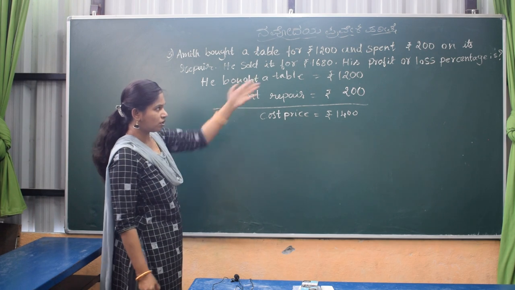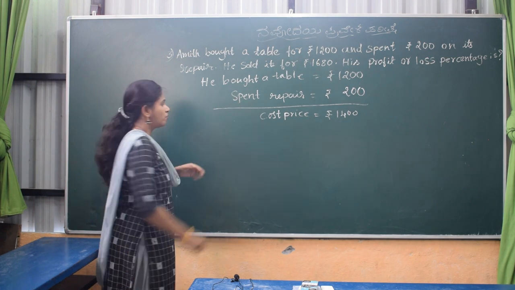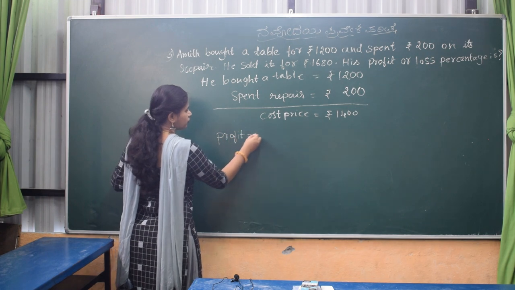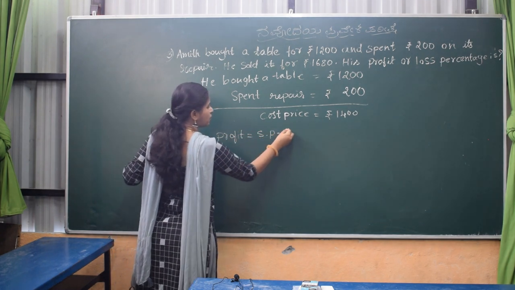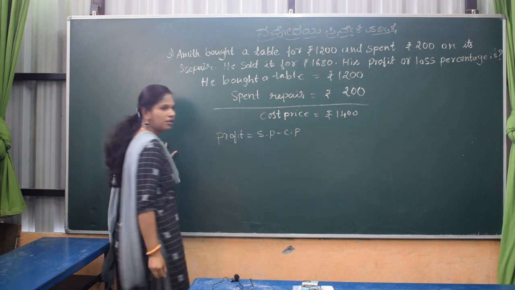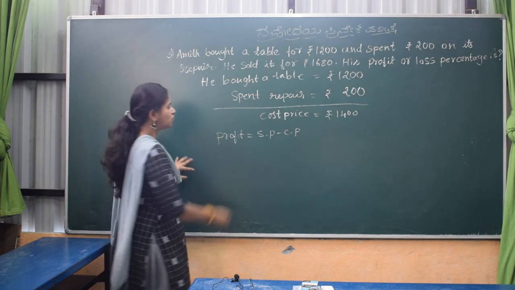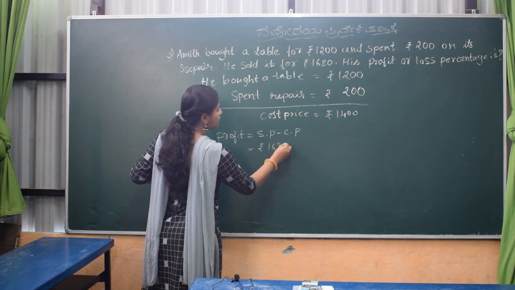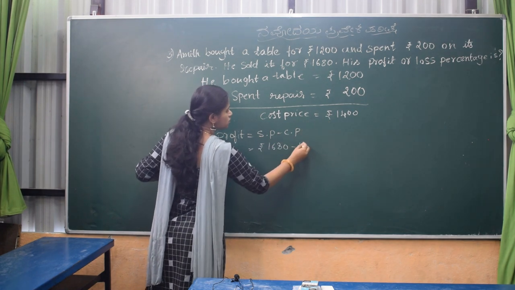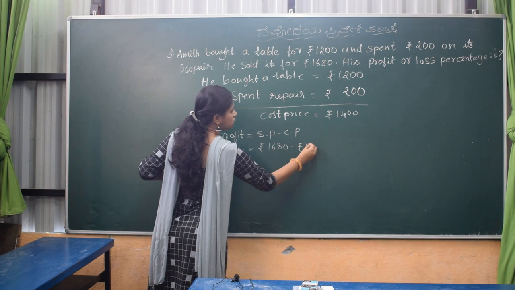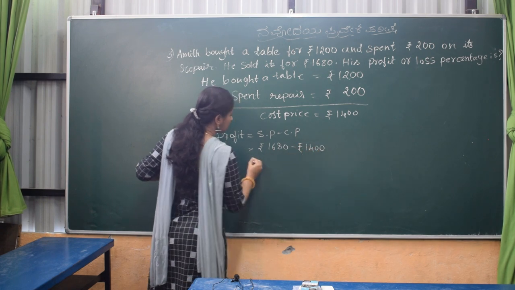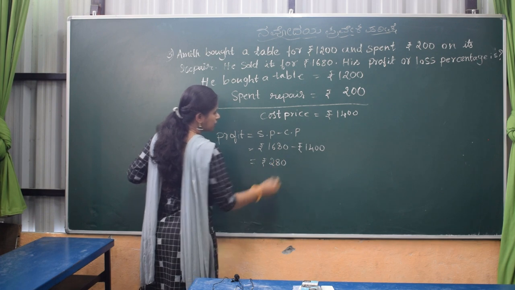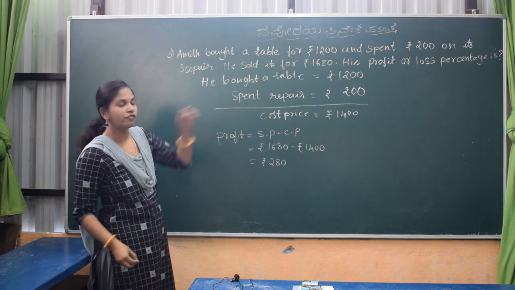Now profit find out madkobeku. Profit is equal to SP minus CP. SP andre selling price, CP andre cost price. So selling price bandu Rs. 1680 minus cost price bandu Rs. 1400. Minus madadaga namge Rs. 280 sigutte.